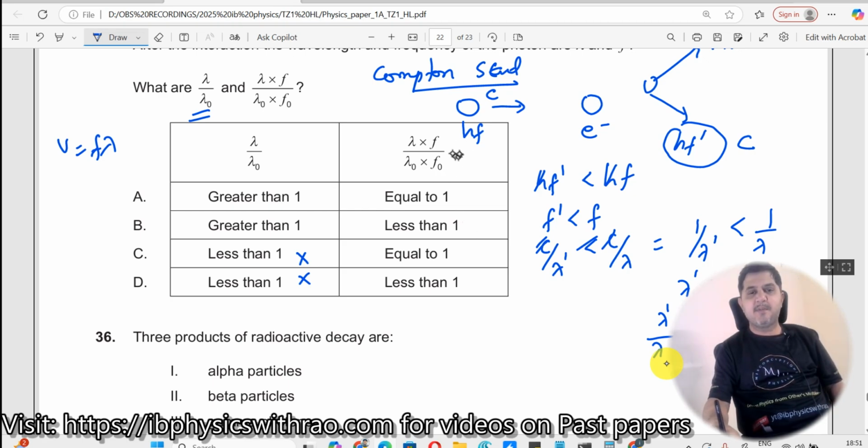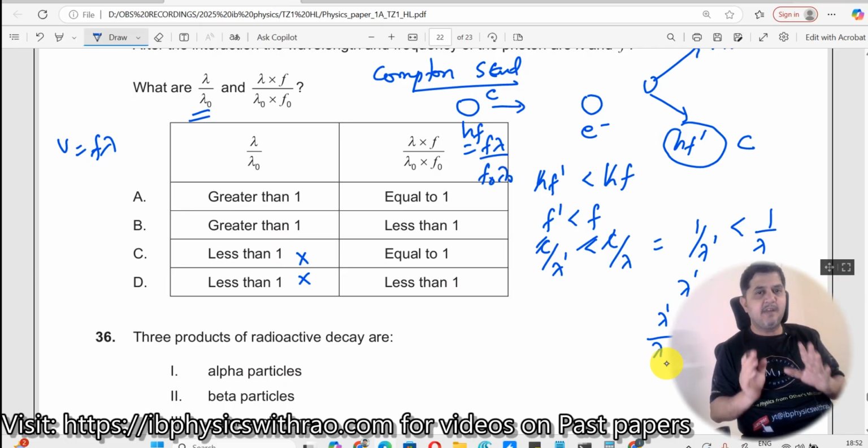So therefore f into lambda is nothing but f lambda divided by f0 lambda 0. So f lambda is the velocity of light, and f0 lambda 0 is also the velocity of light. The speed of the photon can be reduced only in case of a refraction, when it is inside a glass slab or water slab, or entering a medium of different refractive index. Only then can the speed of a photon be reduced. Otherwise you cannot reduce it.